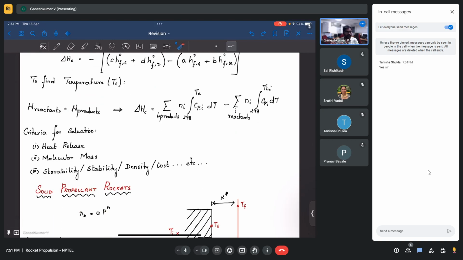We are interested in temperature, because the thermal energy at the inlet to the nozzle means we are worried about the temperature. What is the temperature of the gases? If I want it as high as possible, then only can I have higher jet velocity.